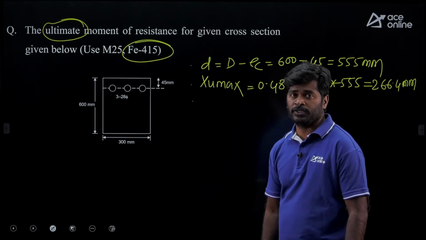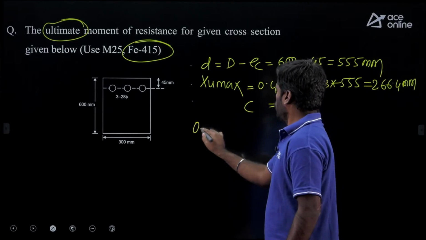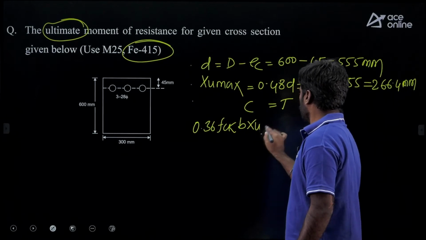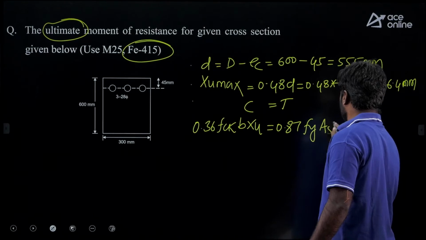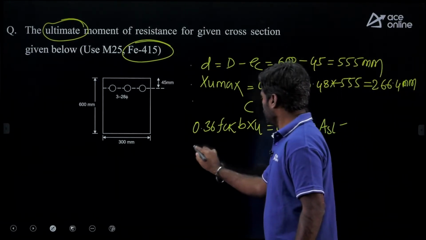After getting the limiting depth of neutral axis, then you can find out the actual depth of neutral axis simply by equating compressive force to tensile force. My dear, compressive force is equal to tensile force, where compressive force is 0.36 fck b Xu equals tensile force 0.87 fy Ast. Let us substitute the values, then you will get the actual depth of neutral axis.